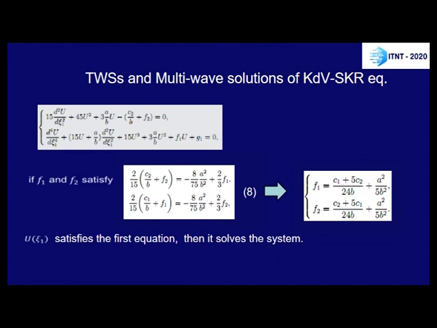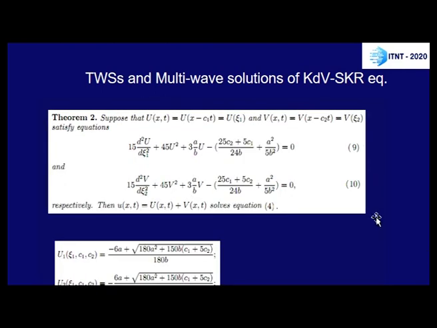For the first system, we found that if the two constants f1 and f2 satisfy this equation, that is, if we choose f1 and f2 like this, and U(ξ1) satisfies the first equation, which is a second order differential equation, then it satisfies the second equation, that is, it satisfies the whole system. So we use this property to solve system 7, and we get this theorem.